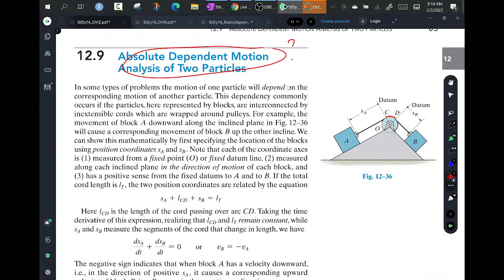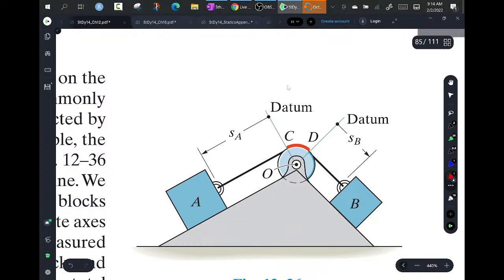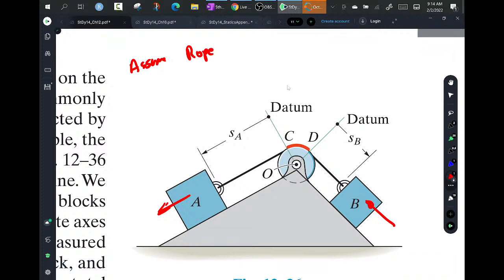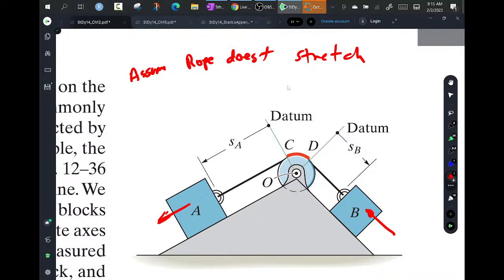Okay. So this is kind of a straightforward thing. You want to know how the motion of A affects the motion of B. But you have a rope that's tied between them. Now, the first assumption you have to make is the rope doesn't stretch. So if it doesn't stretch, then that means its length remains the same.